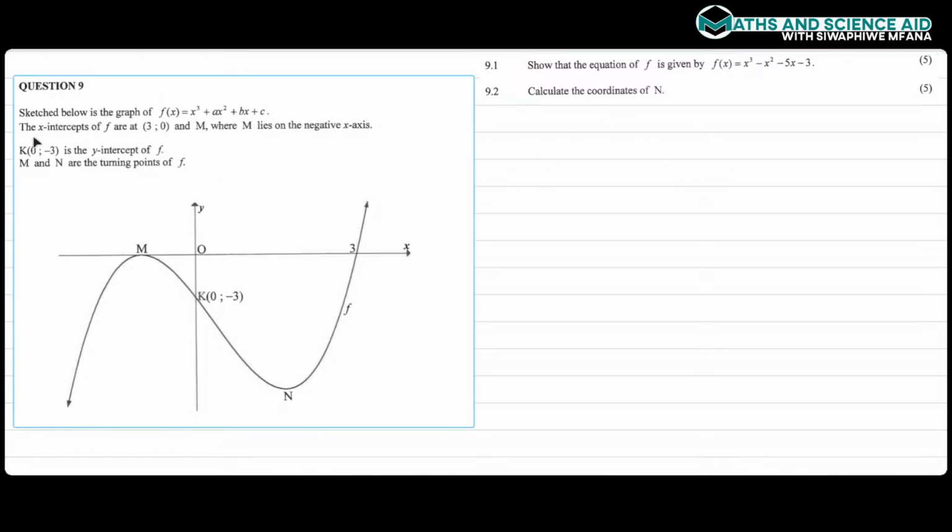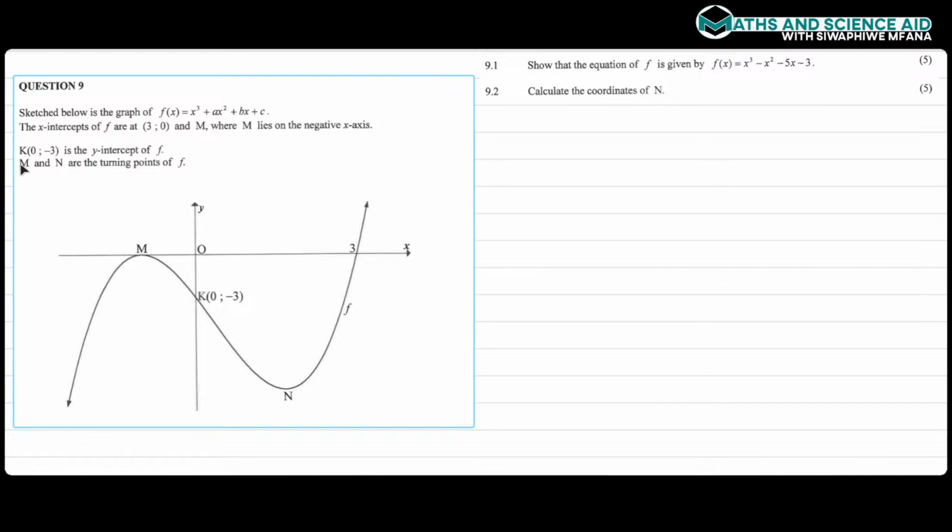Before we get into that, we can see that the information we are given is that the x-intercepts of f are at 3 and 0. So it's this x-intercept as indicated in the graph. And also at m, so m is another x-intercept here. As we can see, m lies on the negative x-axis, right? And then we're also given k with coordinates 0 and -3, which is the y-intercept of f.